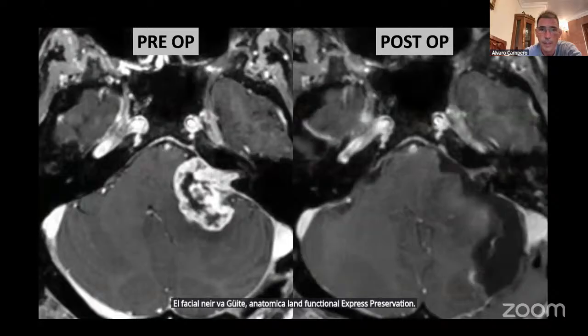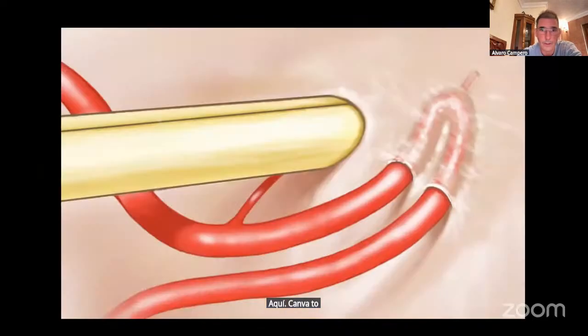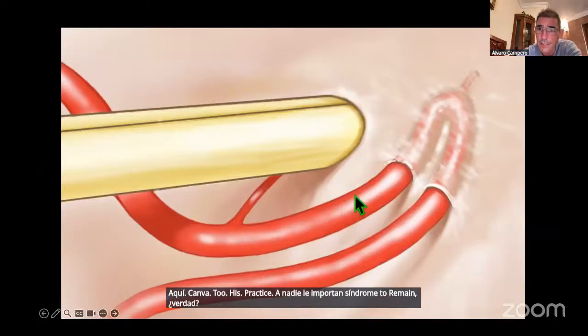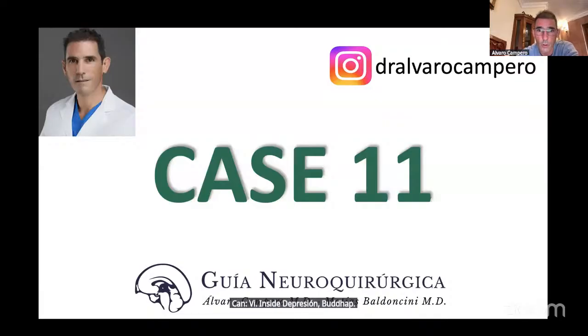And we can see the pre and post-op MRI in the different views, and the patient 2 months after the surgery, he came back to his practice. Another important thing to remember is that sometimes the ICA can be inside the bone. This is a very uncommon situation, but it could happen. And I would like to show a case.